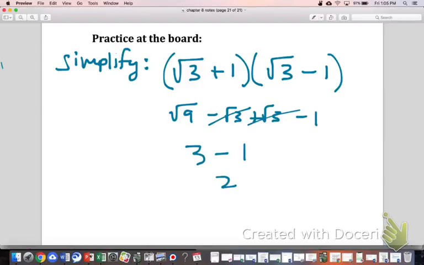Question? Where did you get the minus 1? When I foiled, when I did my lasts, positive 1 times negative 1. Sarah, is that okay? Yeah, I just added. Okay. Yeah, remember FOIL is always multiplication.